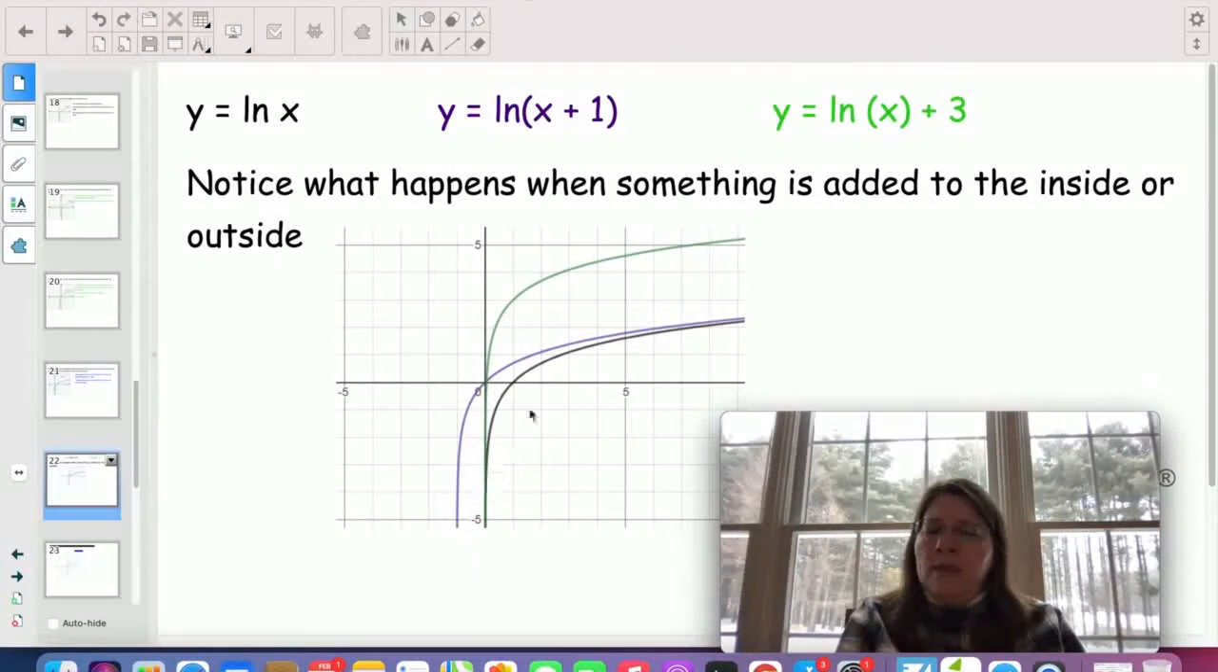Going from the black function to the green function, we said here that the plus 3 would tell us this function moves up 3. And you can see that very distinctly right here. That point moves up 3 units, this point moves up 3 units. So the transformations work the same way for the natural log function as they do for all the other functions that we've studied.